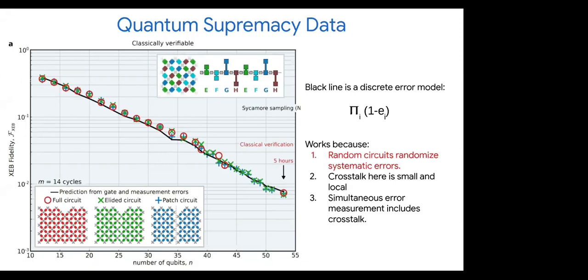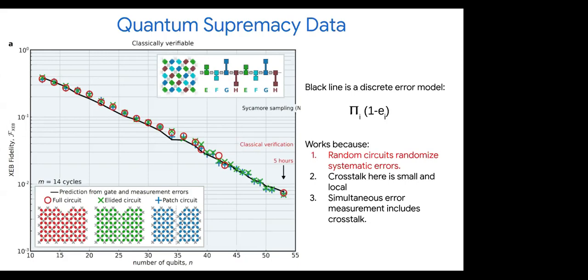Okay, so the important thing to note is that, again, the fidelity from cross entropy benchmarking with an estimator shows quite nicely the fidelity that you would expect with this simple-minded discrete error model. We have some other data here.